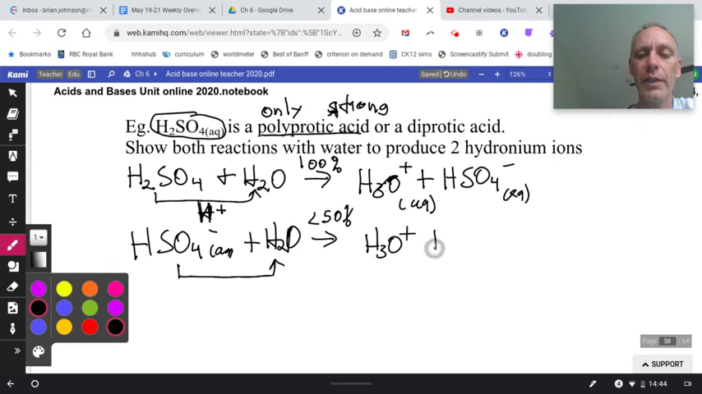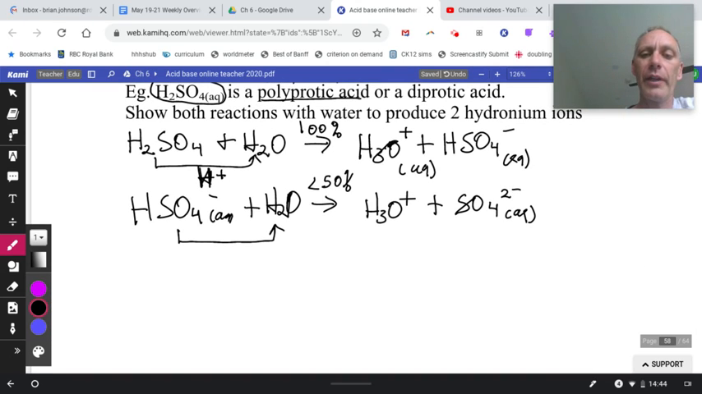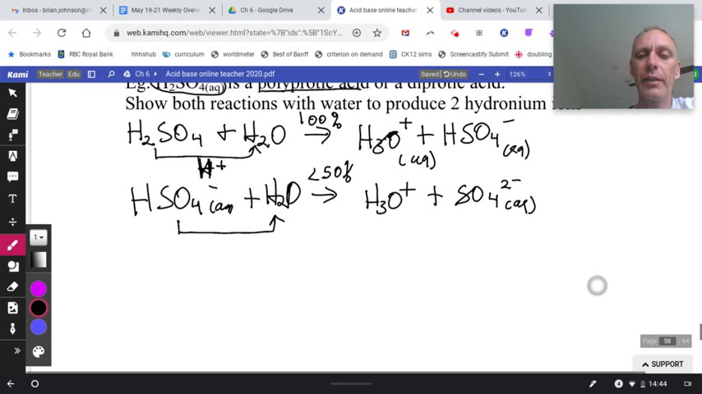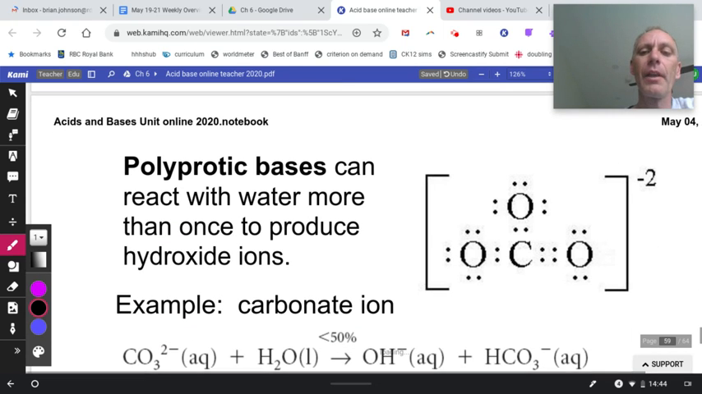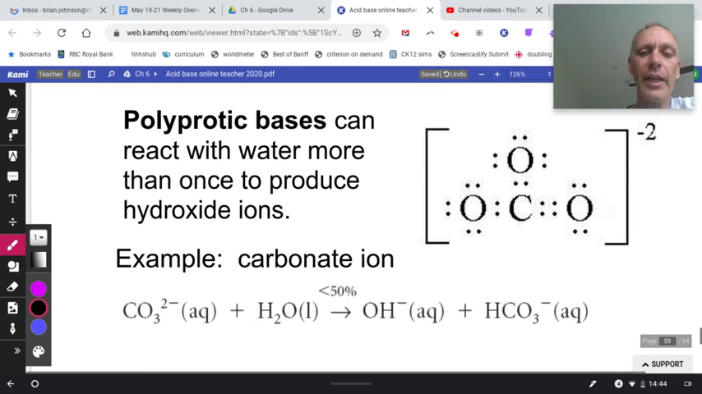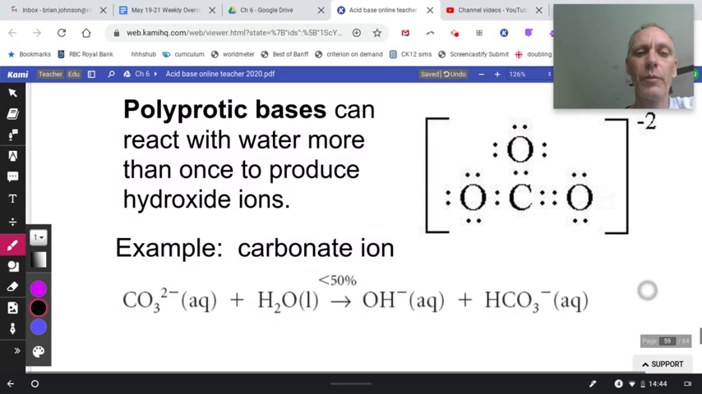H3O plus, and we lose another H, so we're down to SO4 2 minus. Okay, there's the unusual one. 100%, less than 50% on the second. All of the other weak acids are like phosphoric. Less than 50, less than 5, and if they have a third proton, less than 1.